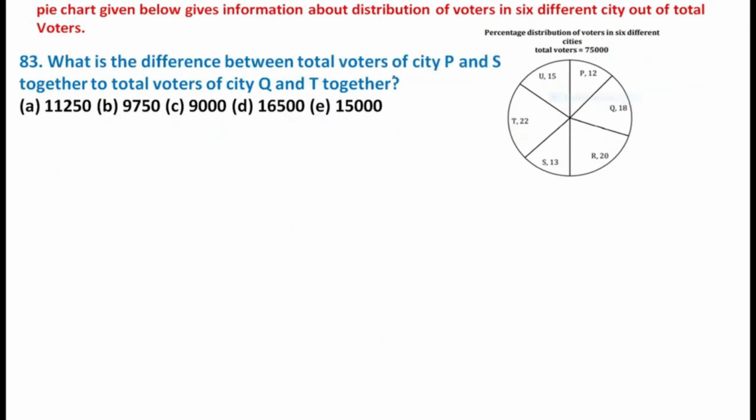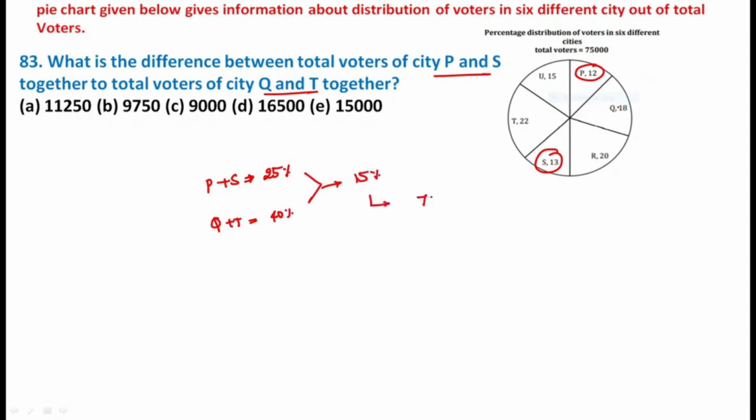Next, what is the difference between the total voters of P and S together and Q and T together? P and S together, how much? First of all, take a direct percentage value. P and S is equal to 25 percentage. Q and T: 18 plus 22 is equal to 40 percentage. Just find the difference only. Now the difference value is equal to 15 percentage.